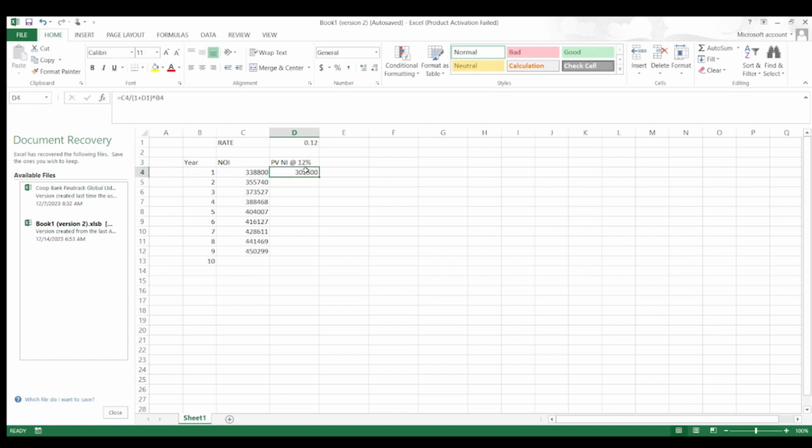Now here, to make our work easier, let's simply lock in the interest rate so that we can simply drag it down. Now there we have the present value of each net operating income. But we also need to get the present value of the reversionary amount.